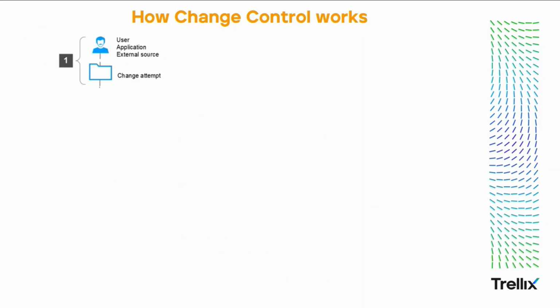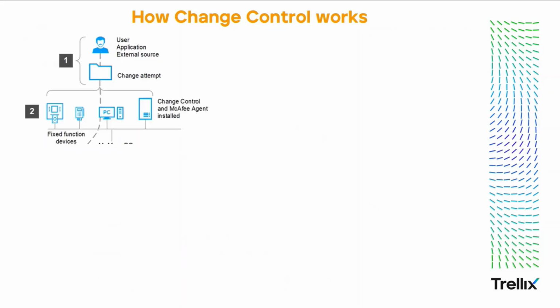Now let's check how change control works in the managed environment. Let me show you this also in the example of a diagram. First, a system user tries to change a file on a managed system where change control and Trellix agent are installed. The change control software then recognizes the attempted change and uses the Trellix agent to send a change control event to McAfee ePO.